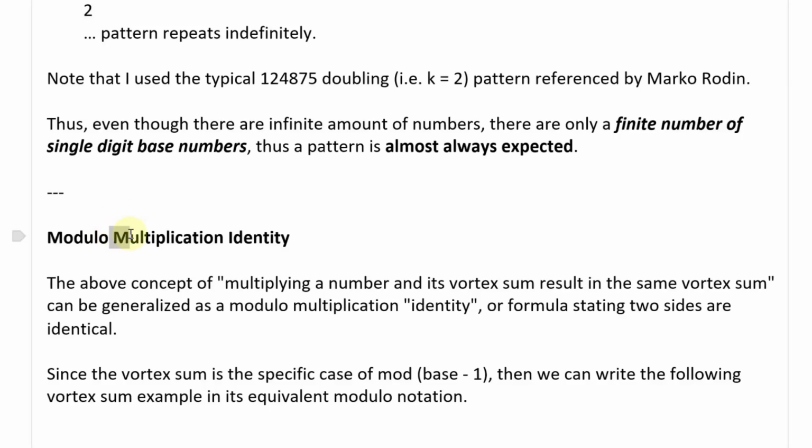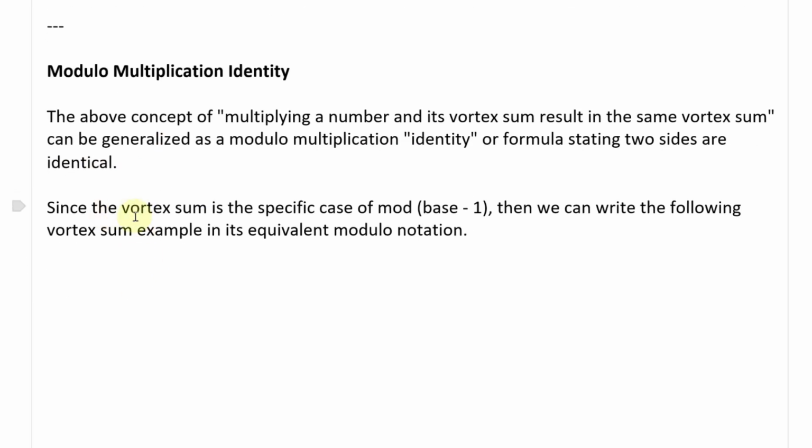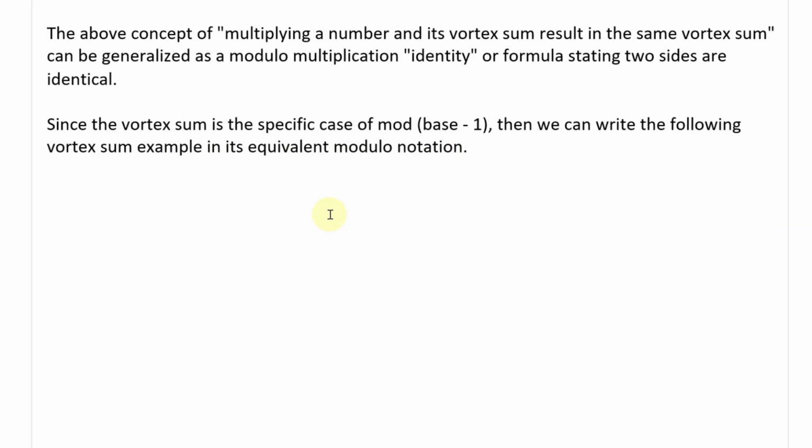So now, modulo multiplication identity. I alluded to this earlier as well. The above concept of multiplying a number and its vortex sum resulting in the same vortex sum can be generalized as a modulo multiplication identity, a formula stating two sides are equal. That's just identical, so let's call it an identity. Since the vortex sum is the specific case of mod base minus 1, excluding the part where it's equal to 0, you just set that equal to the base minus 1. So then we can write the following vortex sum example in its equivalent modulo notation.